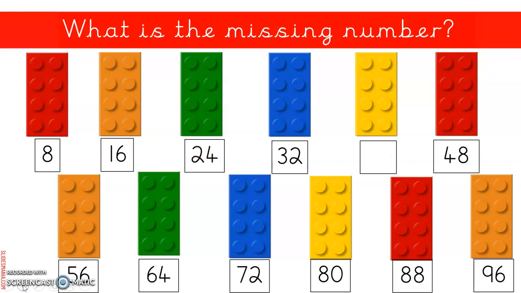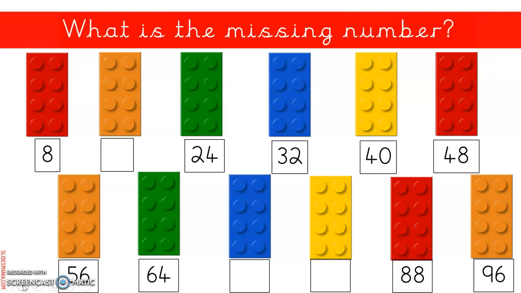Here's another one. Oh, it's the yellow one that's missing now. What's the missing number? 8, 16, 24, 32. What's 8 more? Well done if you said 40. Really great. There goes another one. What's 8 more than 56? Well done if you said 64.